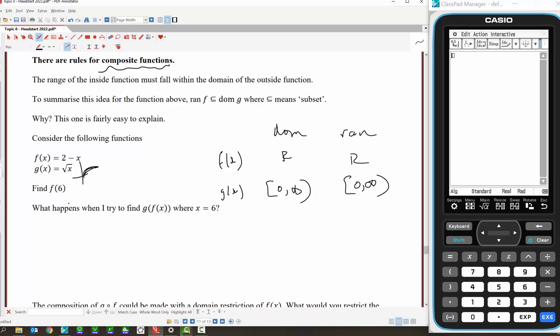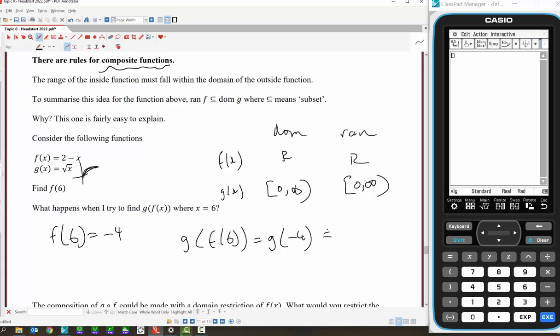Alright, so now that we know that, we're going to find f of 6. Now f of 6 equals 2 take away 6, which is negative 4. Now g of f of x, where x is equal to 6. G of f of 6 equals, now we know that f of 6 is negative 4, so g of negative 4. Now g of x is this function here.